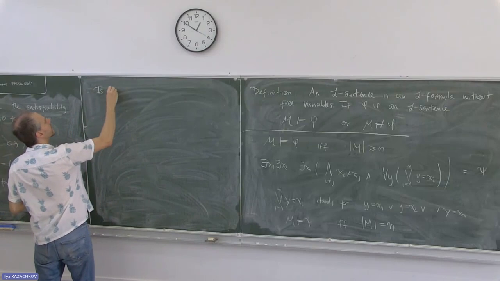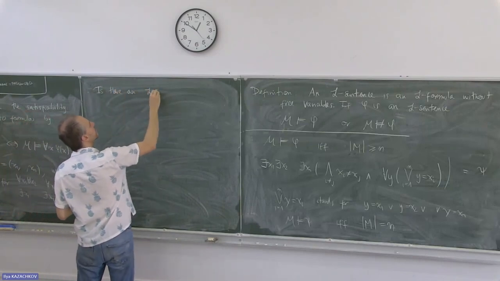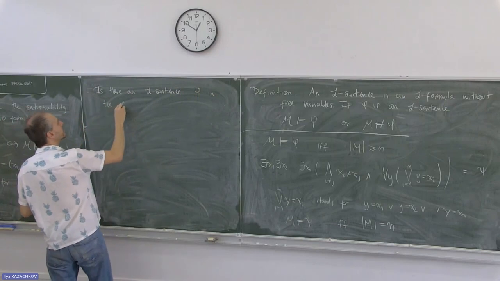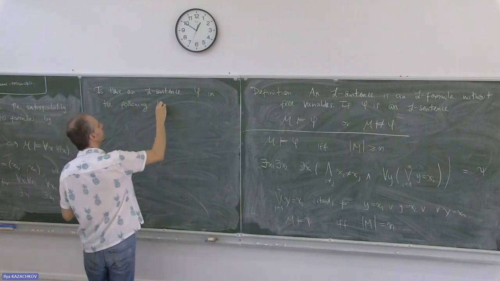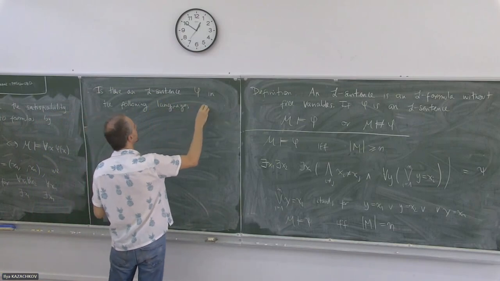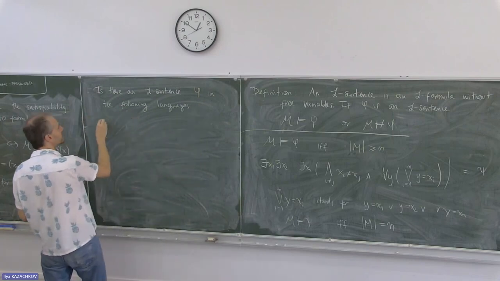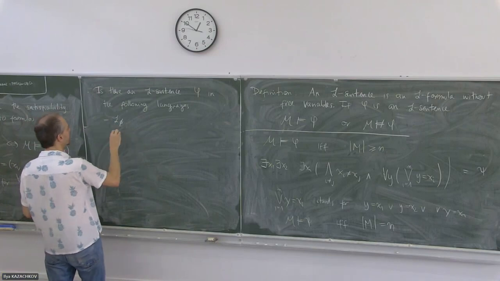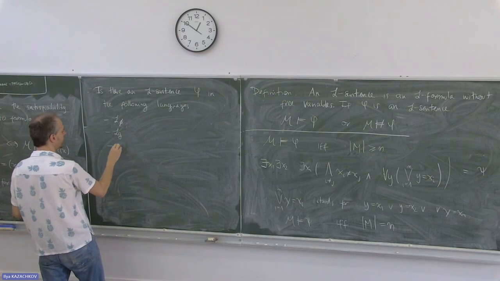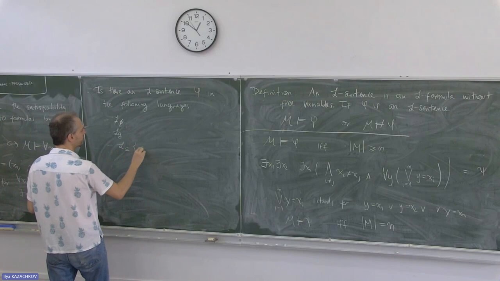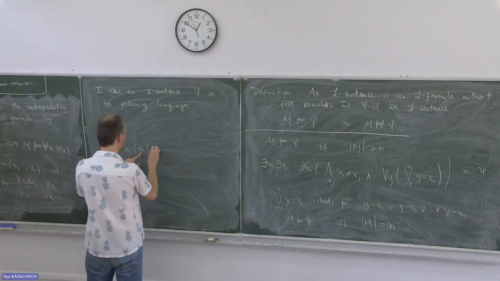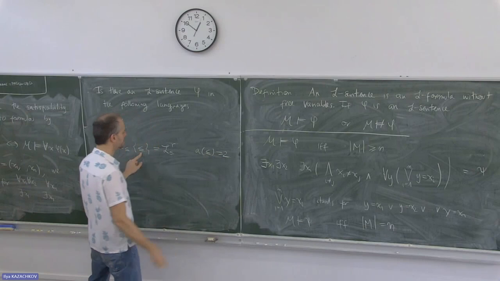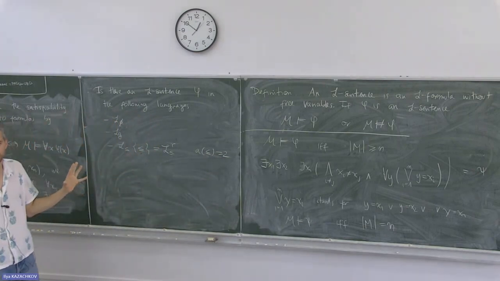Let's think in the following languages. Is there an L sentence phi in the following languages? So, let's put first the empty language, the language of groups, and the language of just a binary symbol. This is just a relation, and the arity of this relation is 2. Okay, this is a language that only has a binary symbol.